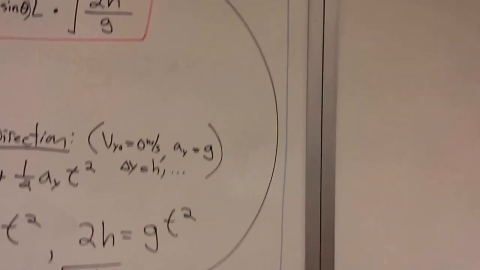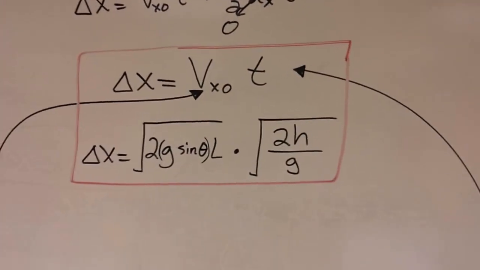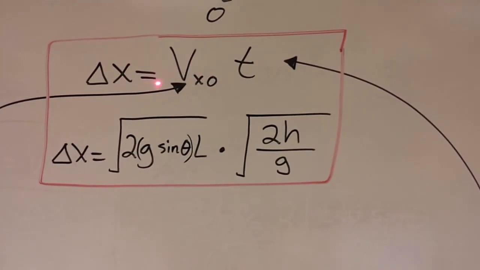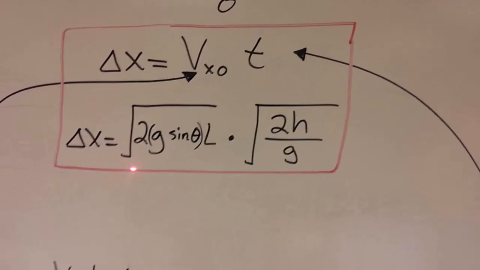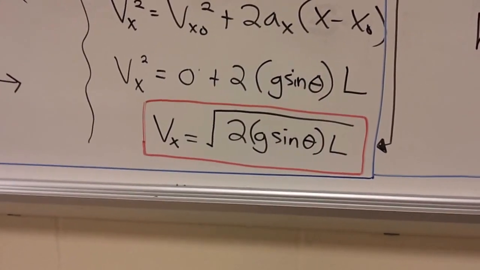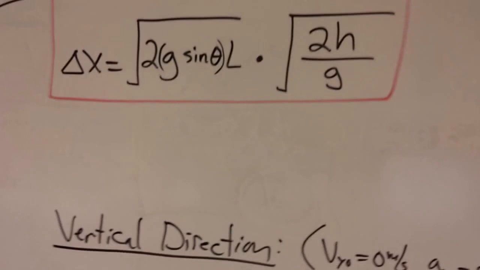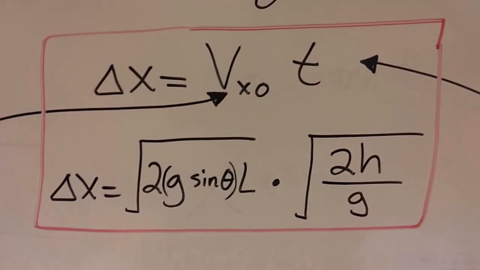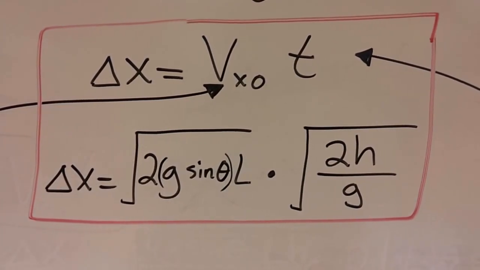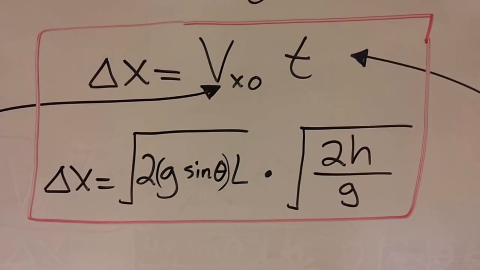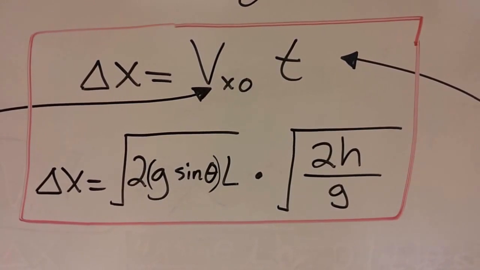So now we put that expression all the way back up into our final expression for the horizontal displacement. So remember, the horizontal displacement is equal to the horizontal velocity times time. So we get our expression for the horizontal velocity all multiplied by our expression for time, and we get that the final answer for the horizontal displacement of the kid projected horizontally off of the slide from some height h is the square root of 2 times g times the sine of theta times L, all multiplied by the square root of 2 times h divided by g.